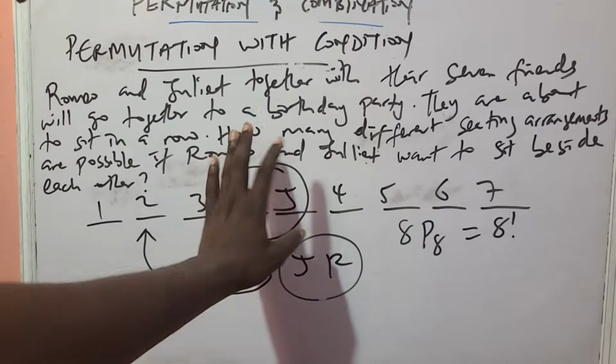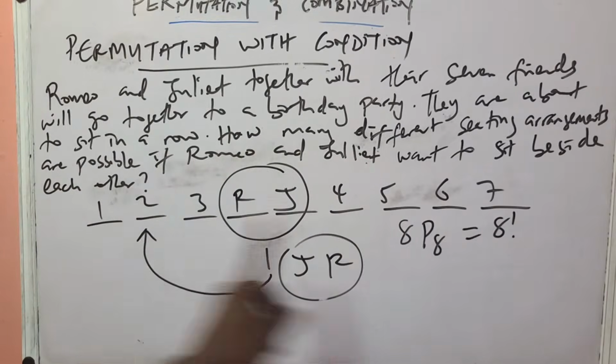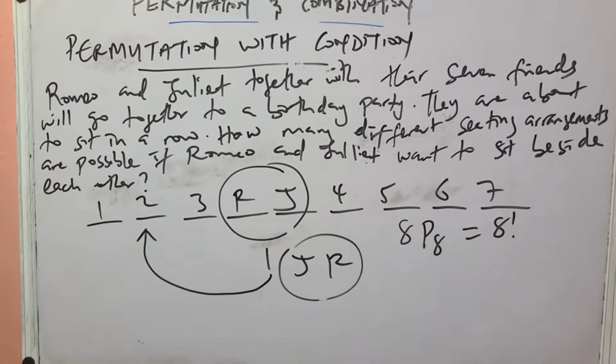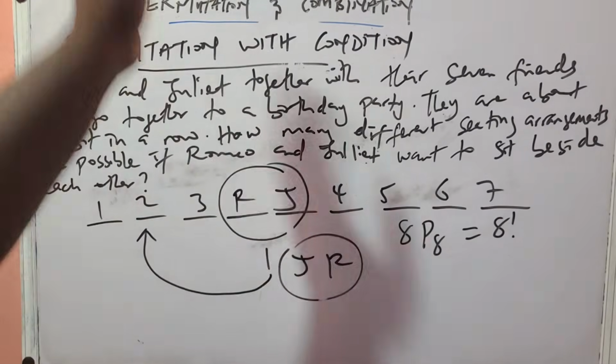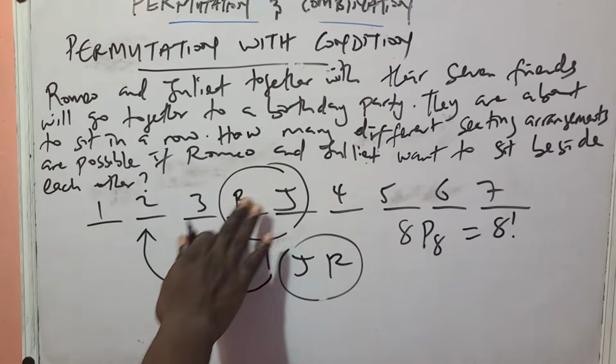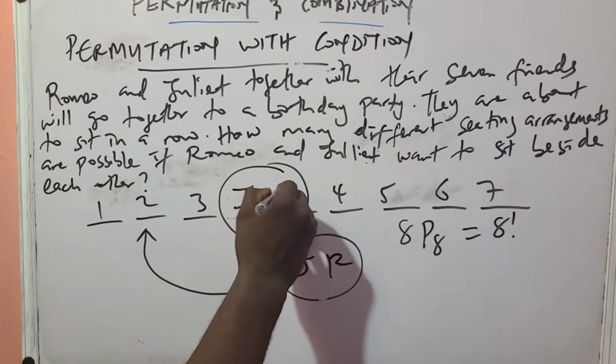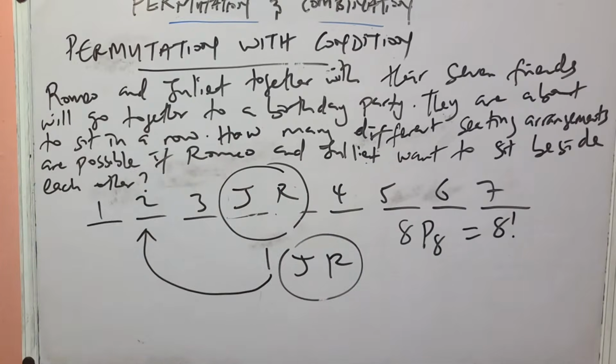So imagine I wrote, let's say this was one of the arrangements: 1, 2, 3 of their friends, then Romeo and Juliet sat here, then 4, 5, 6, 7. You need to know that another different arrangement is still going to occur if all the friends remain where they are, and Juliet stood there and Romeo stood here. This is a different permutation.